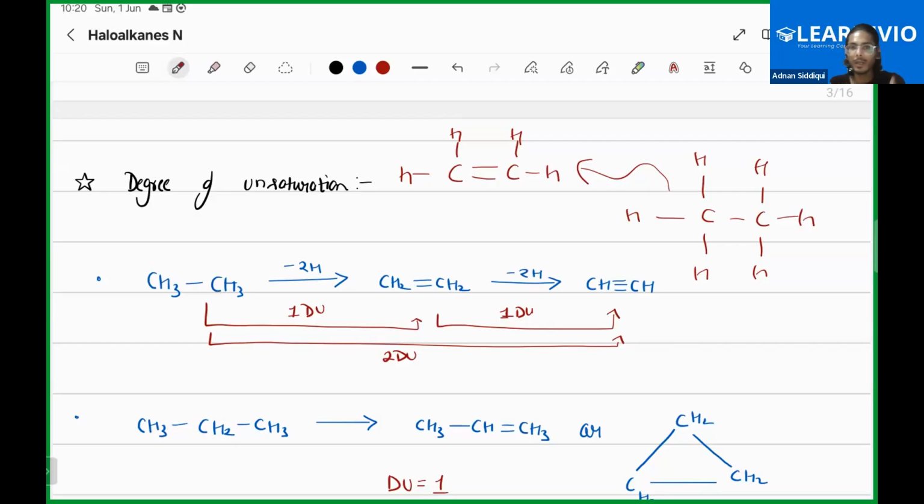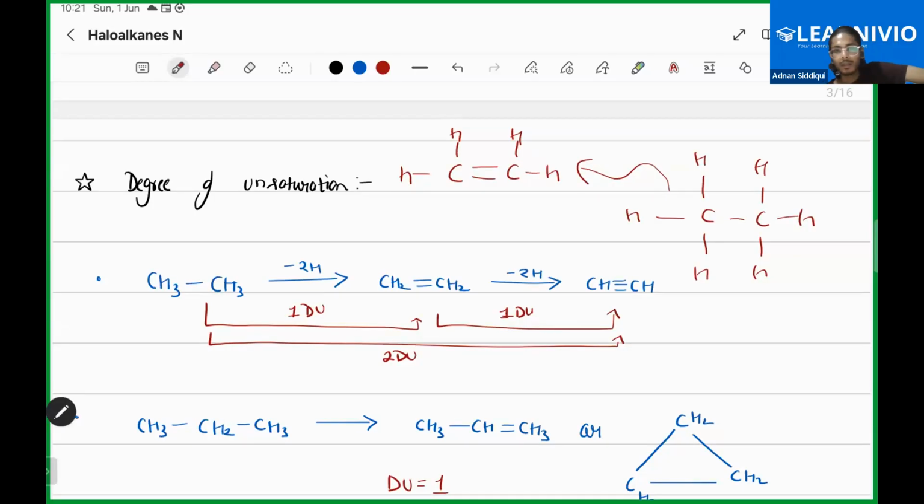But somehow, holding only 5 balls, then you are unsaturated. You can still hold some more hydrogens or more balls, right? So this is what unsaturation is. And if you are going from saturated to unsaturated, saturated to alkene, then we will call it degree of unsaturation.